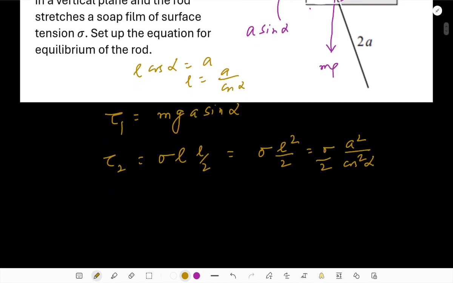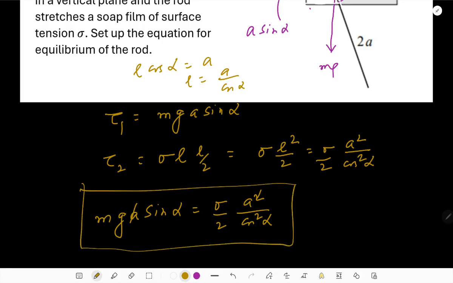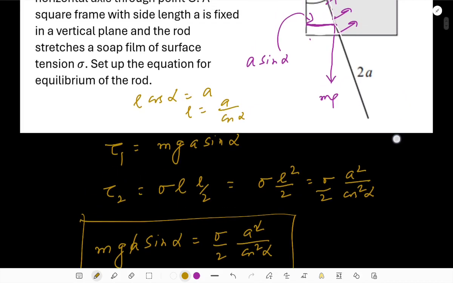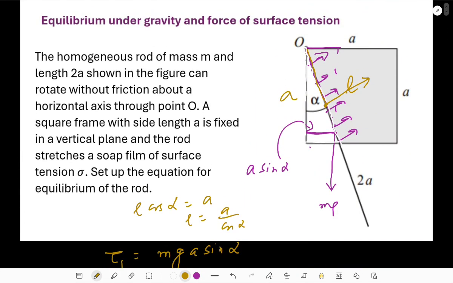I have set up the equation perhaps, and this will be simply mg a, where m is the mass of the rod: mga sine alpha must be equal to sigma by 2 times A square by cos square alpha. And after manipulating a few things, this is the equation, I think, for the equilibrium of the rod at the moment, as far as this picture is concerned.